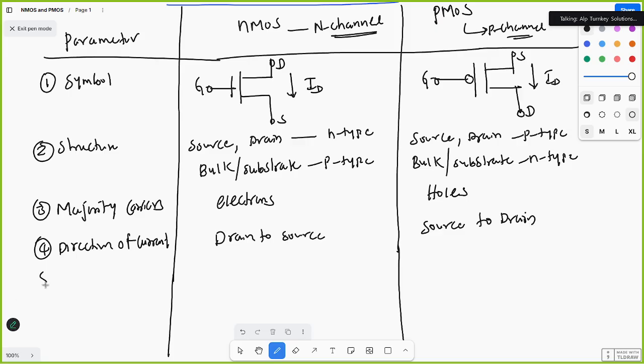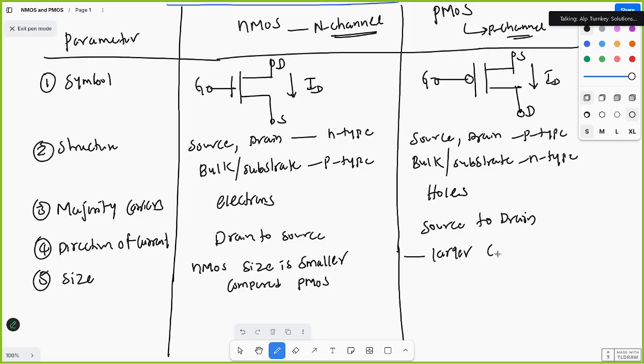And size. Coming to the size, NMOS size is smaller compared to PMOS. That I will tell you, why it is smaller. This is one of the interview questions they will ask: why the NMOS size is smaller than the PMOS and how many times it is smaller. So this is very important. PMOS size is larger compared to NMOS.